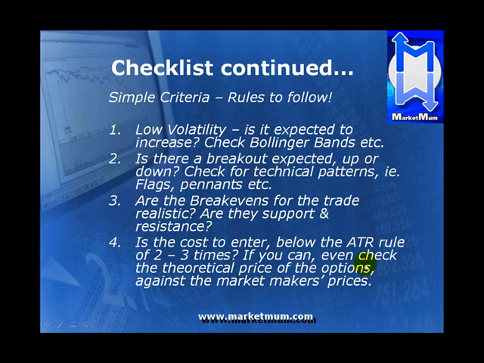And if you can, and this is something I do, I even check the theoretical price of the options against the market makers' prices in the system. I use E-Trade just to get my live prices, not to actually trade with. I'm a member of E-Trade, and I can always see the market makers' prices in there. But then I can also go into E-Trade and check out the actual characteristics of the option, and it tells me what the theoretical price is. And if the theoretical price is higher than the market maker's price, then I know that option's cheap.